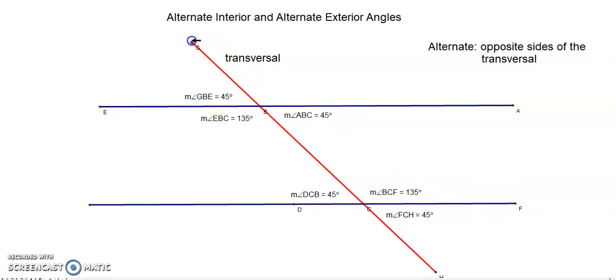So these are called alternate, so opposites. One is on the left of the transversal, this one's on the right of the transversal. And they're both 45. So these are called alternate exterior angles.